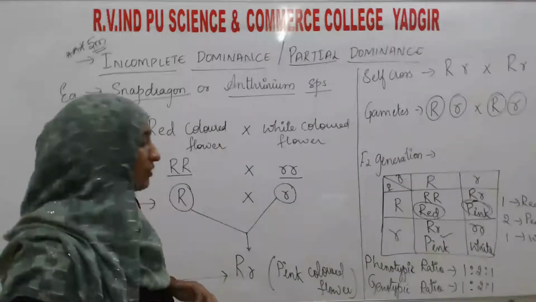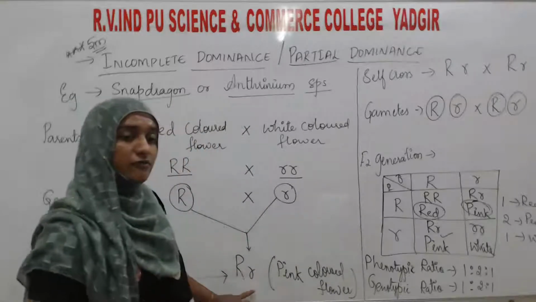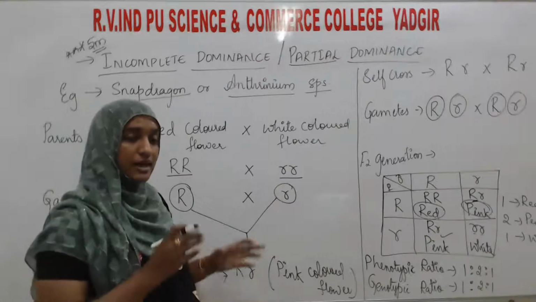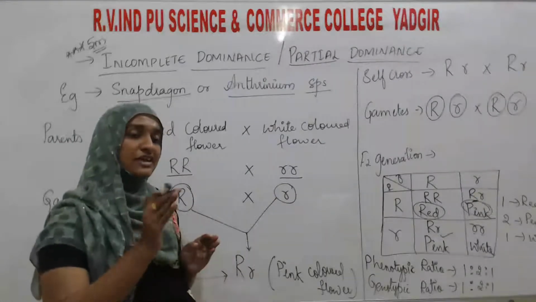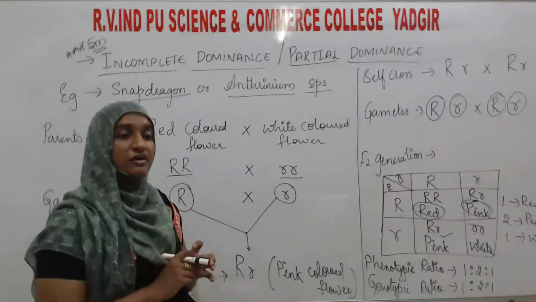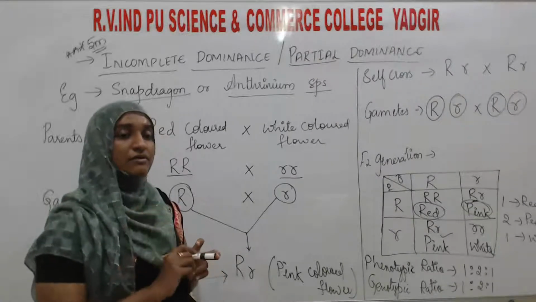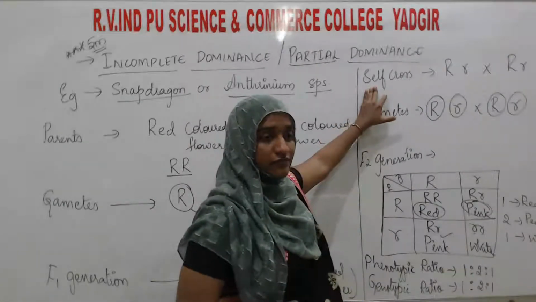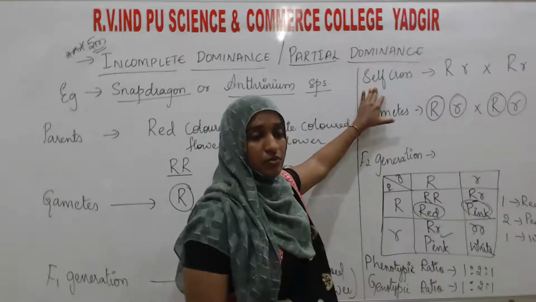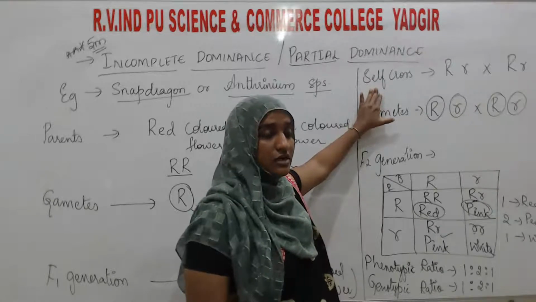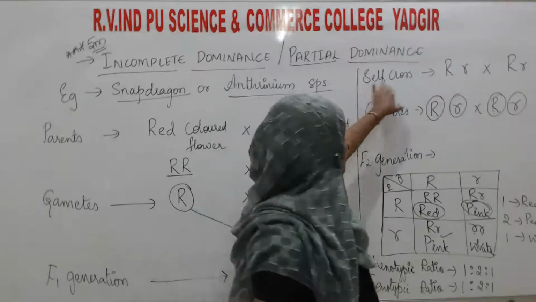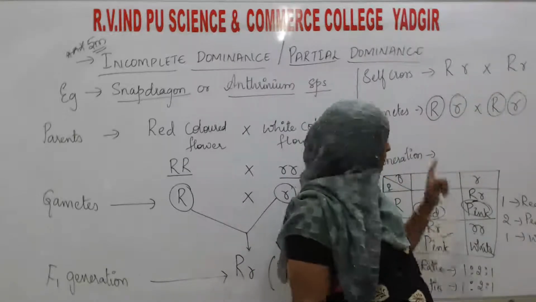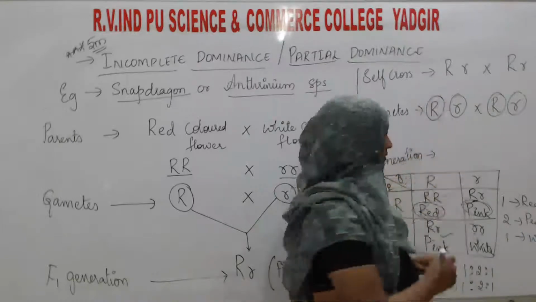Okay, then again, what are we going to do? This is the offspring of the F1 generation. We will take that offspring and again cross it with the same kind of plant, that means a pink colored flower. That process we can call self-cross or self-pollination, where we cross with the same parent. So what will be the gametes for them?